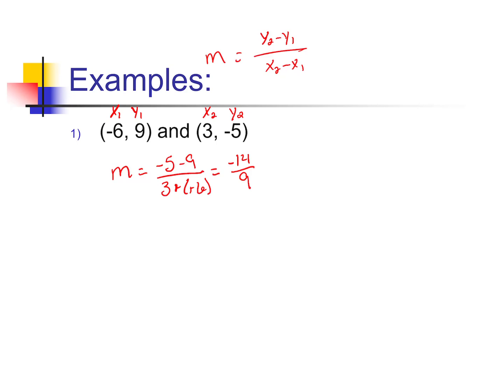This cannot simplify. Do not make it a decimal. If you give me a decimal, I will count it wrong. Slope is a fraction. It's rise over run. So here our final answer is just negative 14 over 9.